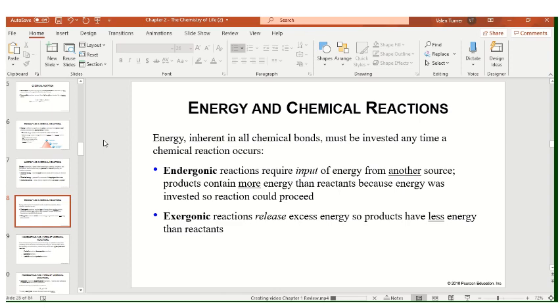Remember, there's energy in bonds. So there's energy in chemical reactions. Some reactions, in order for you to go from your reactants to your products, you need energy. You require energy. You absorb energy.